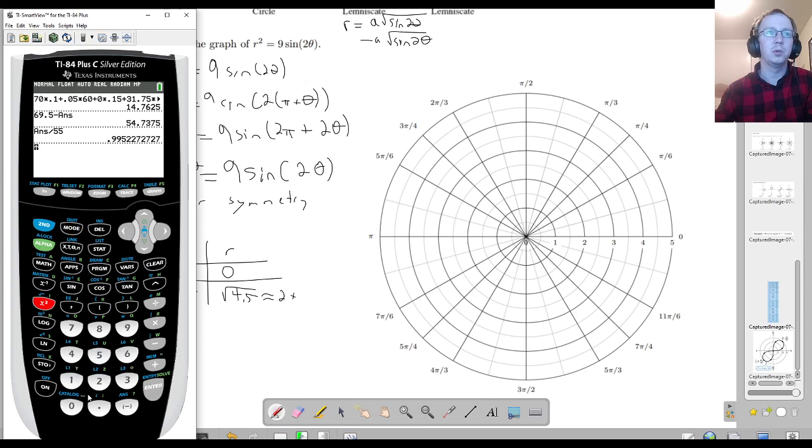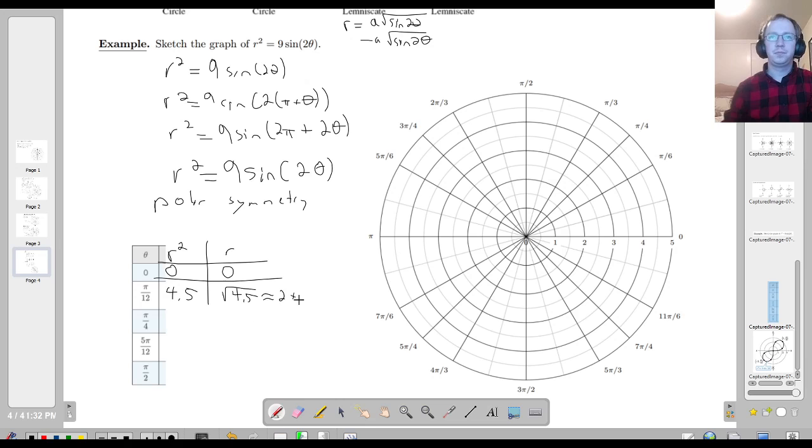What is the square root of 4.5? Roughly 2.1. So I'll have two different values here, 2.1 and negative 2.1. Let's keep working with this. What about pi over 4? So if I plug in pi over 4, I'm going to double that. That would be pi over 2. Sine of pi over 2 is 1. So 9 times 1 is 9. So if r squared is 9, r is either 3 or negative 3.